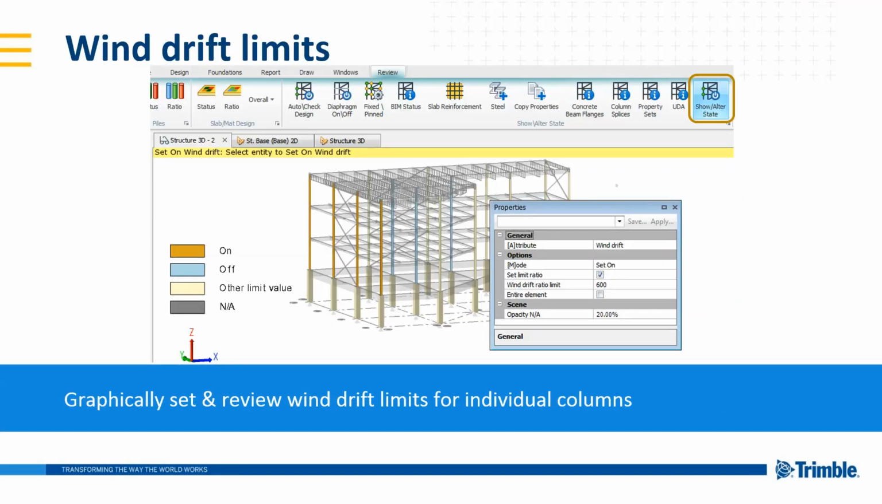Another important aspect of designing for wind loads is the drift limits. TSD allows you to set wind drift limits for each individual column. This can also be done easily when modeling by setting up the property of the column prior to modeling it. In the Show Alter State, we have the option to manage the drift limits graphically. You can find this command in the Review view. In the Properties box, select the Wind Drift option. Then work through the properties to set different wind drift limits, turn columns on or off to be checked for drift at all, or simply review what's in the model. And you can do all of this by clicking on the columns after setting the options within the properties box.